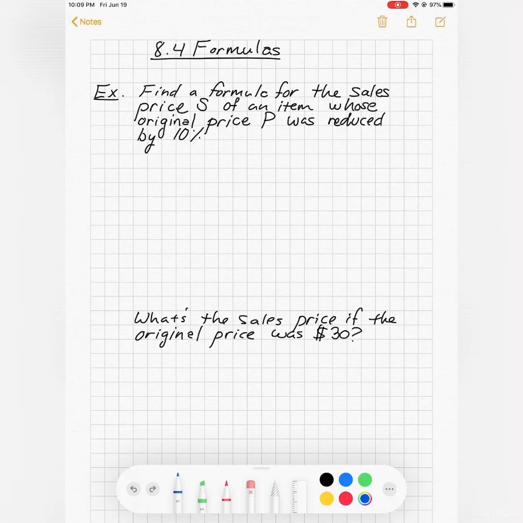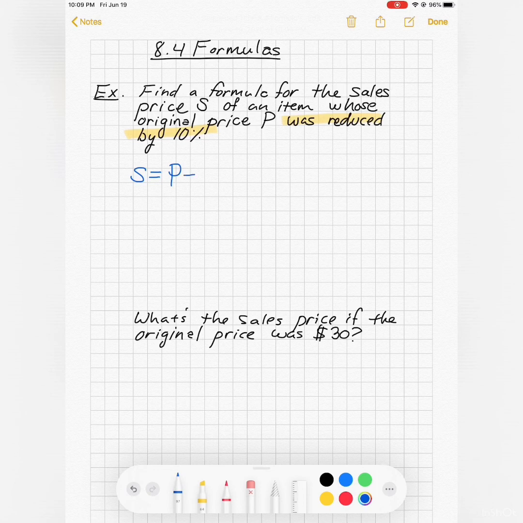So section 8.4 looks at formulas. So let's see what we can come up with. Find a formula for the sales price S of an item whose original price P was reduced by 10%. So what is going to be the sales price? Let's see. Well, the sales price would be the original price. But then let's see. This says that was reduced by 10%.